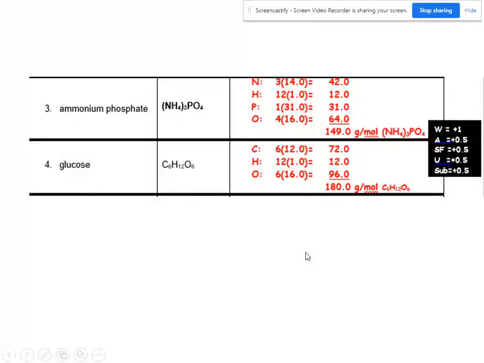Number 3, we have the answer, 149.0. We did that one in class. Make sure you have one decimal place. Glucose, 72.0, 12.0, 96.0 gives you 180.0 grams per mole of C6H12O6. Remember, you need that 0 in the one decimal place.